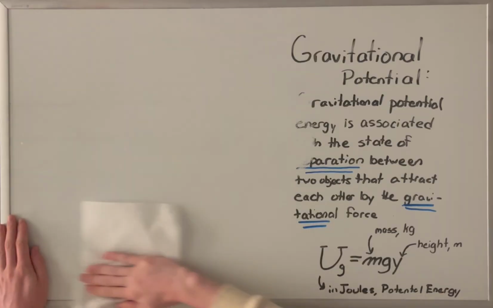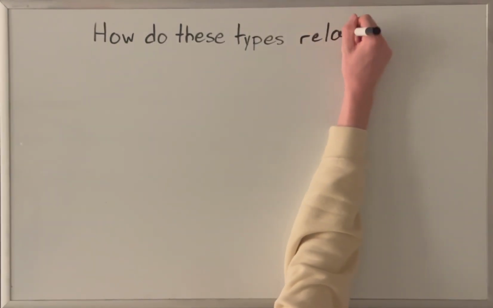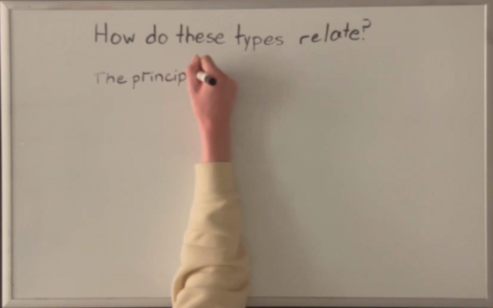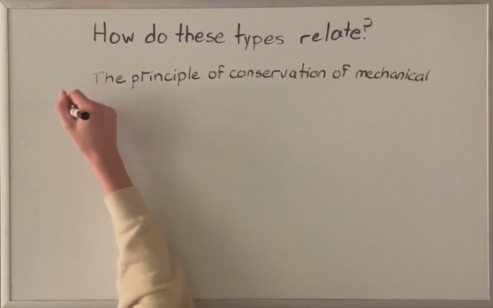So how do kinetic and gravitational potential energies relate? The two ideas seem pretty separate. There seems to be no link between the two. But in fact, there is. And the answer ultimately is the principle of conservation of mechanical energy. And this principle is pretty important.